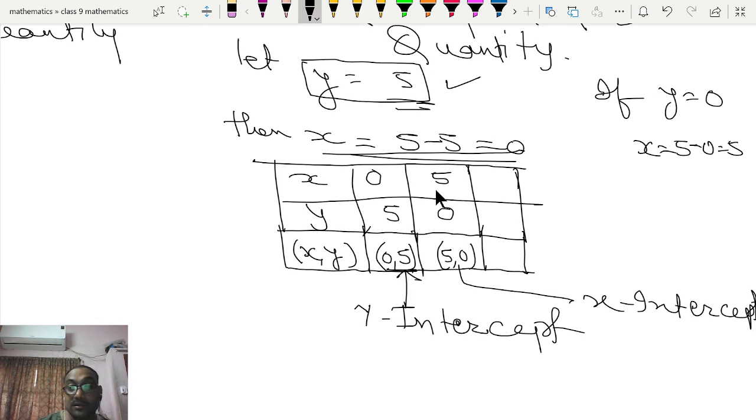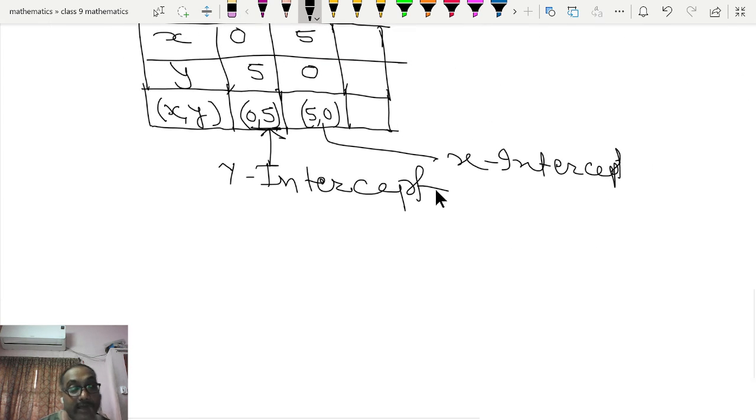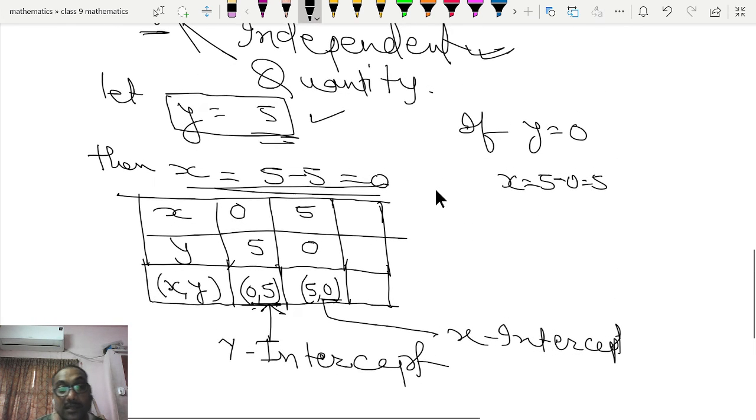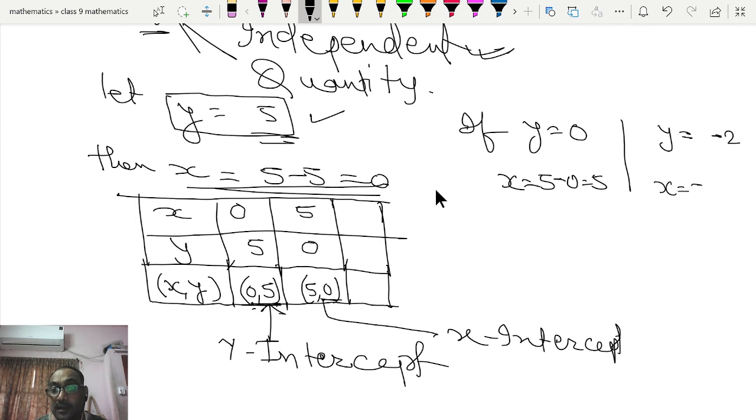So if the question asks to find the x or y intercept, you require to find the opposite variable. If you require to find the y-intercept, you should take x is equal to 0. And if you require to find the x-intercept, assume y is equal to 0, and you will get the result. Now which one is dependent? X. Which one is independent? Y. So take another independent value of y to be minus 2. Then x will be 5 minus minus 2, which means 5 plus 2, that is 7.